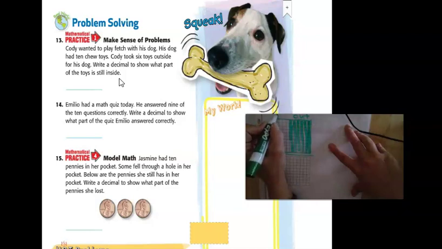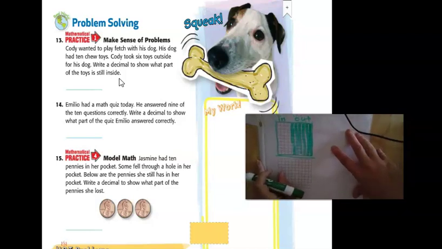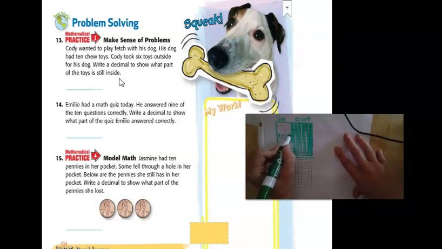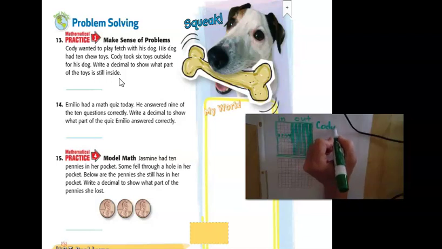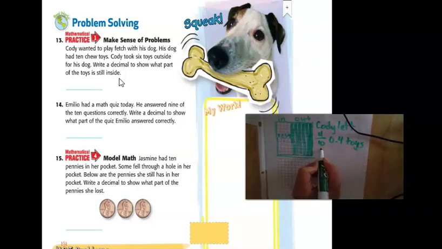So what is still inside would be written over here. In this case, we're going to count the number of rows that are not shaded to see what he's left inside. So I've got 1, 2, 3, 4 rows there that are not shaded. So if I were going to write this sentence, I'm talking about Cody. And what did he do? He left 4 out of 10, or 4/10 toys inside.